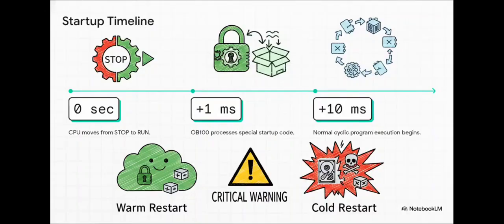We see this priority system in action perfectly during a system startup. At exactly 0 seconds, the CPU moves from stop to run. Instantly, our VIP layer 1 steps right in. OB100 executes to process special startup code before anything else is allowed to happen. Only after that completes, moving further down the timeline, does the normal cyclic program execution actually begin in OBs 32 through 38.